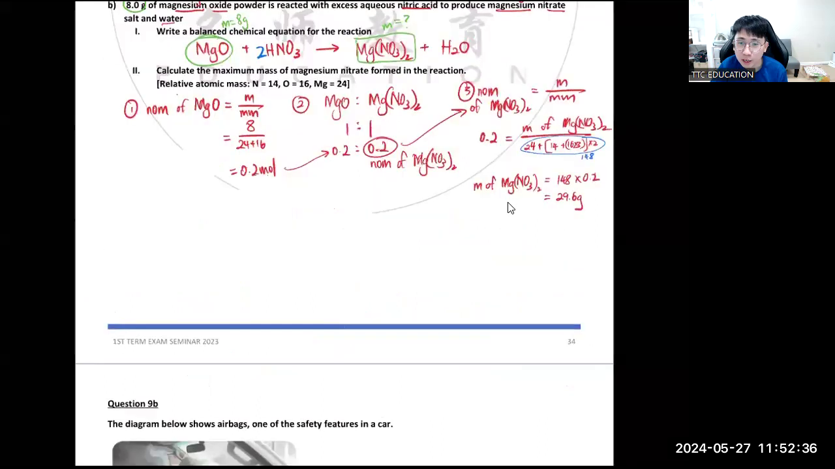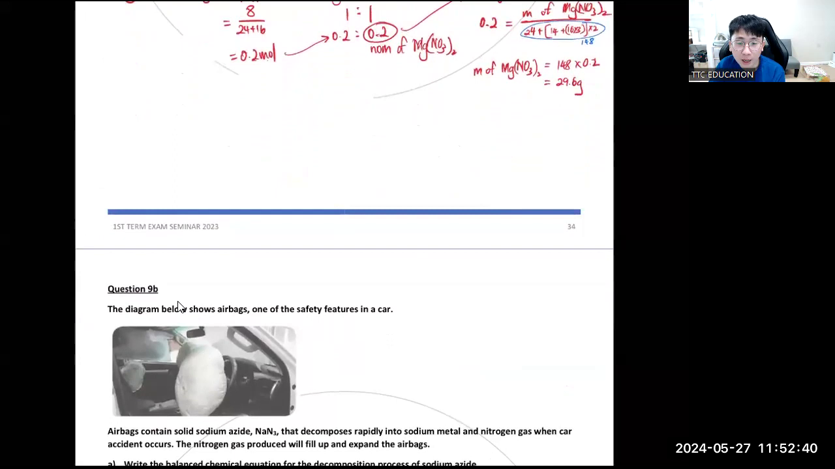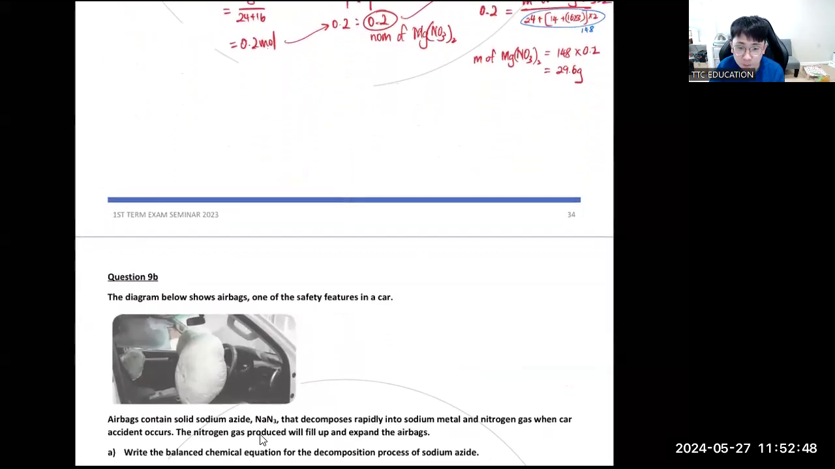Okay, so if you go down, next page, page number 35. Okay, we have something like this. Question 9B, show the airbag. It's one of the safety features in your car. Now airbag contains solid sodium azide, which is the NaN3, that decomposes rapidly into sodium metal and nitrogen gas when car accident occurs. Nitrogen gas produced will fill up and expand the airbag. Okay, you can see, write the balanced chemical equation for the decomposition of sodium azide.